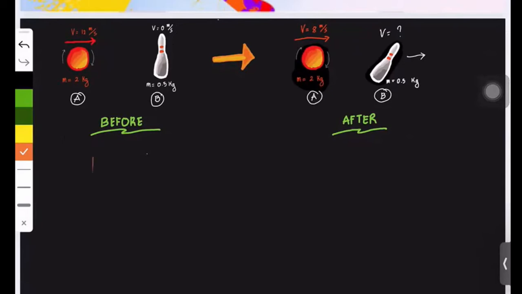So we have the momentum of the bowling ball, let's say P sub B, before, plus the momentum of the bowling pin, P sub P, before the collision, which is simply equal to the momentum of the bowling ball after the collision plus the momentum of the bowling pin after the collision. After that, we go back to the formula of momentum, which is m times v. So we say m, the mass of the ball, times the velocity of the ball before, that's v b sub 1.